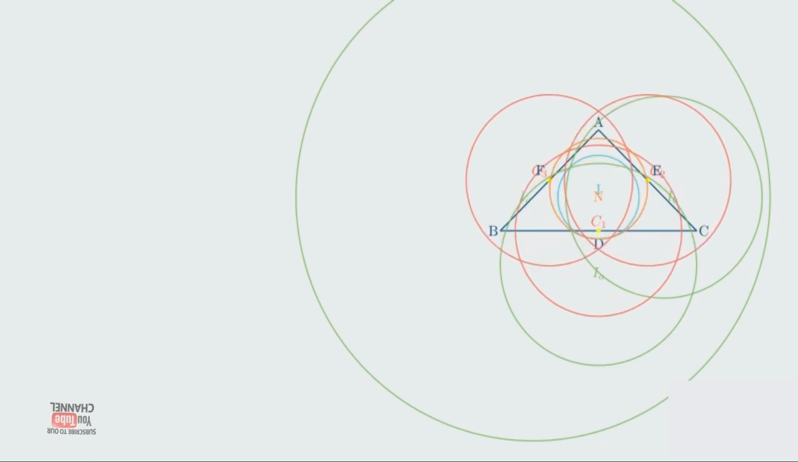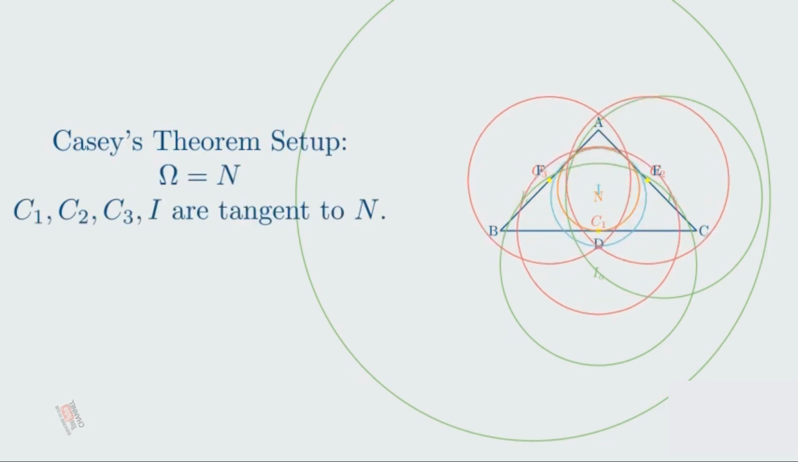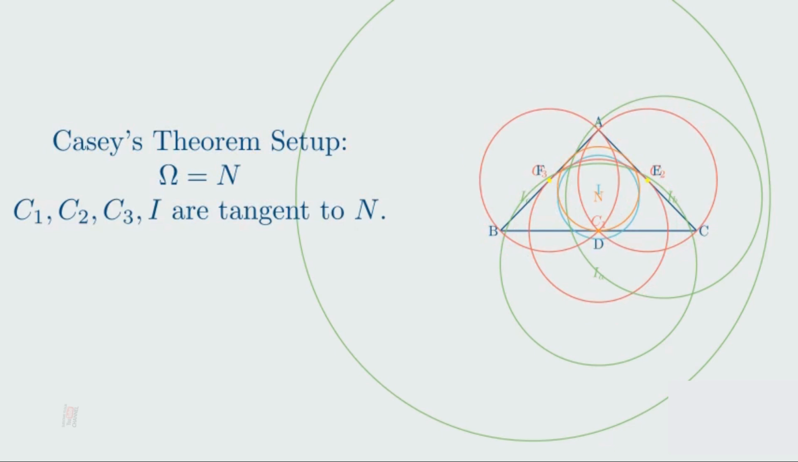Think about this. We have the 9-point circle, and we found 3 other circles, C1, C2, C3, that are tangent to it at the side midpoints. This is the setup we need for Casey's theorem. Our 5th circle omega from the theorem is our 9-point circle N, and our 4 circles C1, C2, C3, and I are all tangent to N. Let's formalize what we have. We've established that the 9-point circle N is our 5th circle omega in Casey's theorem.